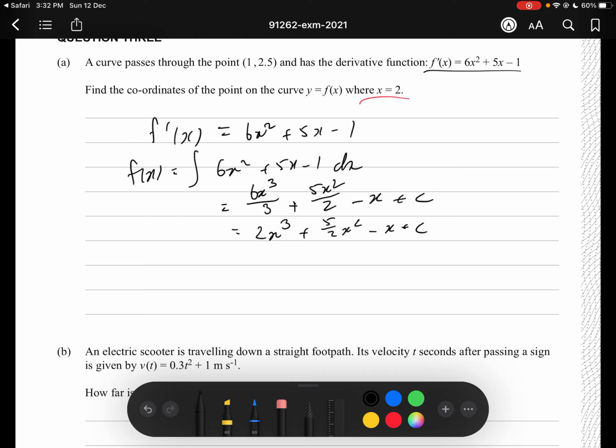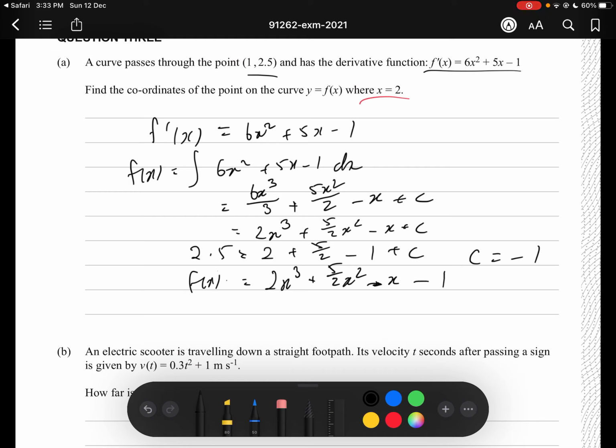And we know that the curve passes through the point (1, 2.5). So 2.5 is equal to 2 plus 5 over 2 minus 1 plus c. We can find our c value by just rearranging for c. So you should see that c equals negative 1. So therefore f of x is equal to 2x to the power 3 plus 5 over 2 x squared minus x minus 1.